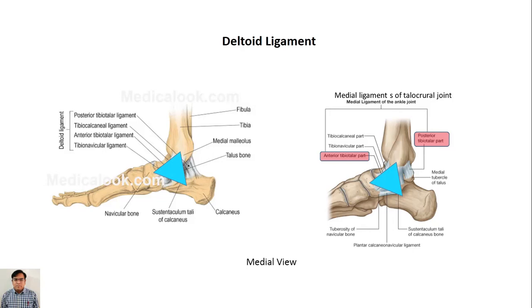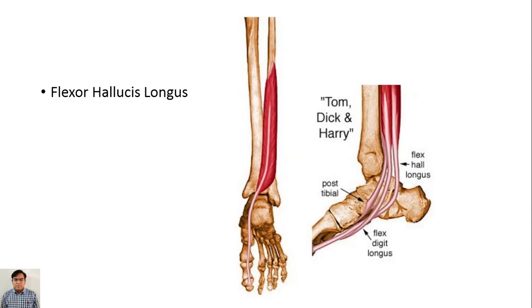This deltoid ligament is having multiple parts, that is the posterior tibio-talar ligament, tibiocalcaneal ligament, anterior tibio-talar ligament, and tibio-navicular ligament. So tibio-talar ligament is attached to talus. On the posterior groove, one muscle tendon is there. Now this is flexor hallucis longus. So tendon of flexor hallucis longus lodges in the posterior groove of talus.